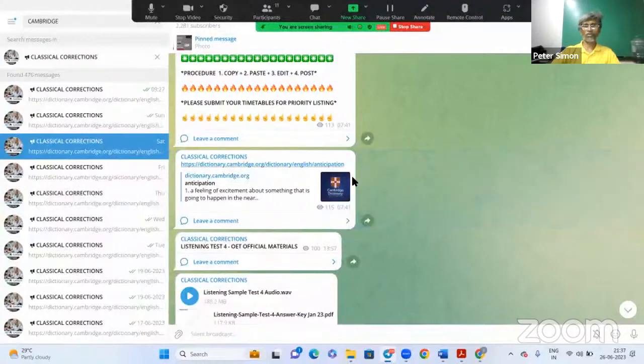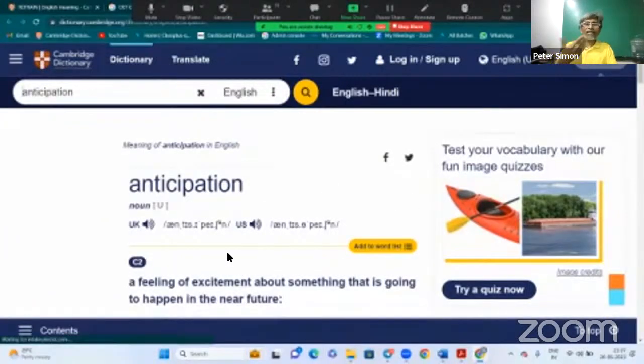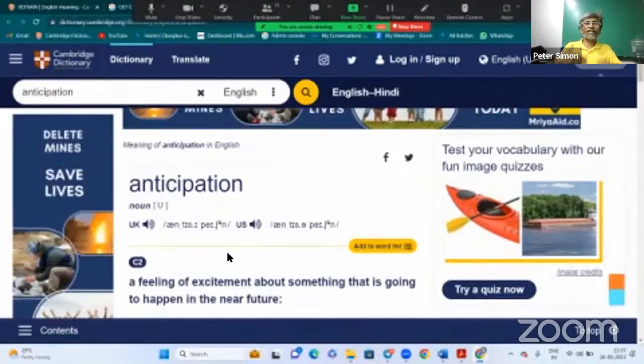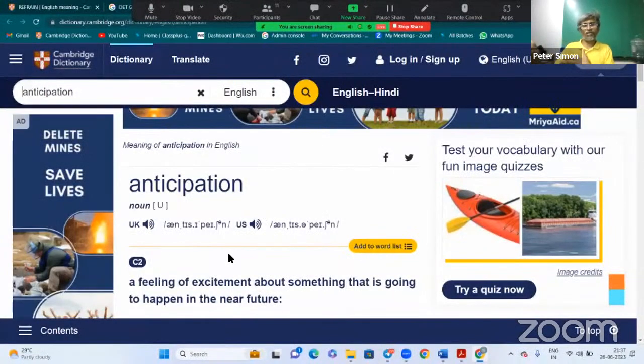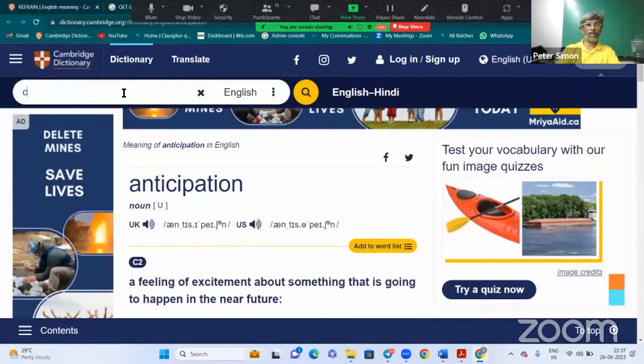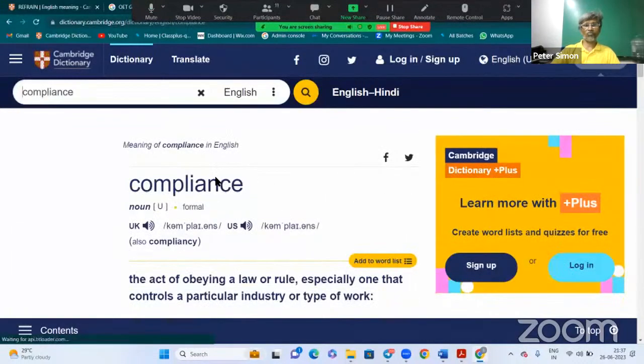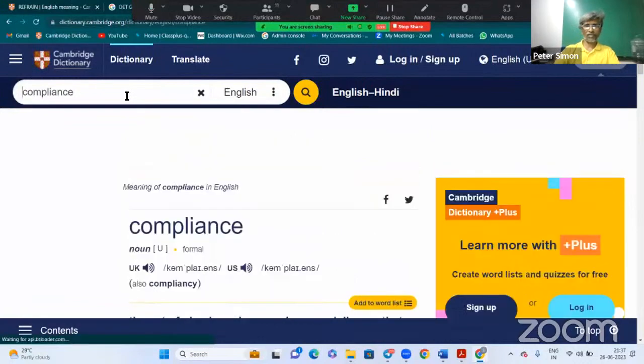And then if you go to the next word, see all our Cambridge words. Anticipation. Go to Cambridge Dictionary. Anticipation is C2 vocabulary. Always anticipate good results. Okay, in order to anticipate good results, a good recovery process, you should be compliant with medication. Compliance. Now let us take the word compliance. Compliance is formal. Compliant.